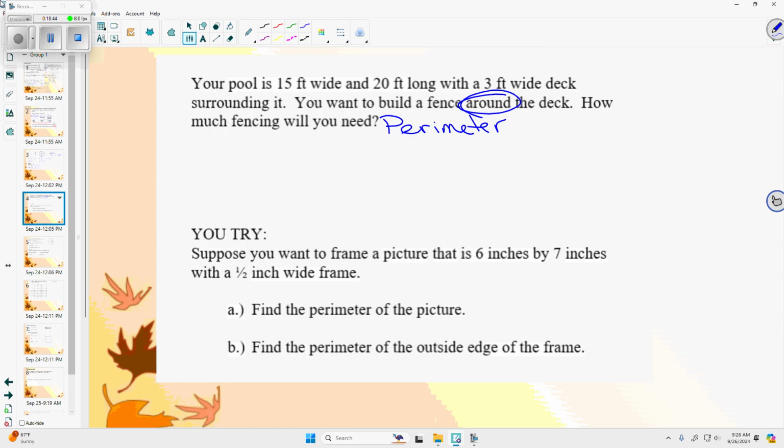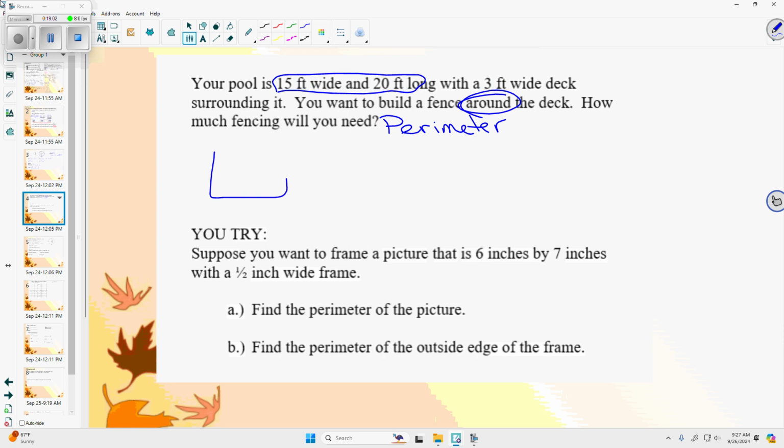Okay, so we're putting the fence right around the pool. Yes? I'm seeing some head shakes. What does it tell me I got to do? I got to put a 3-foot wide deck. Would it be easier if you could see this? So let's draw a picture.